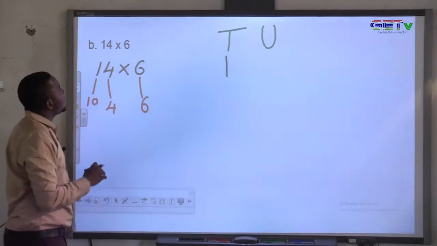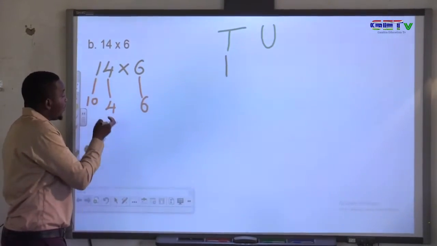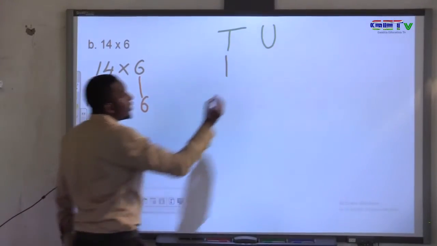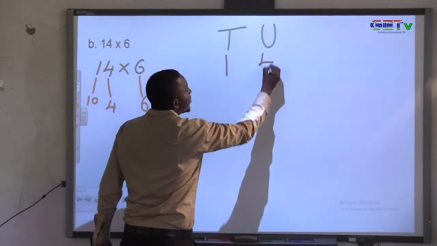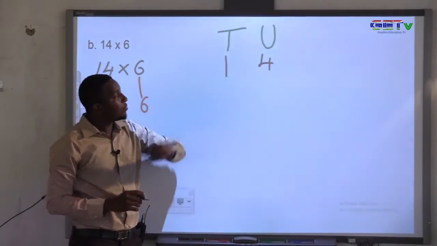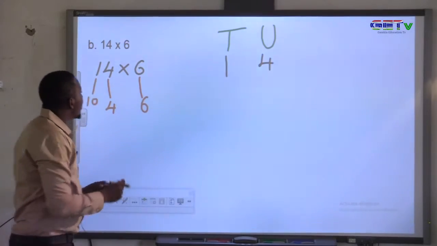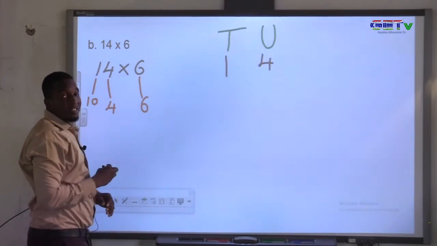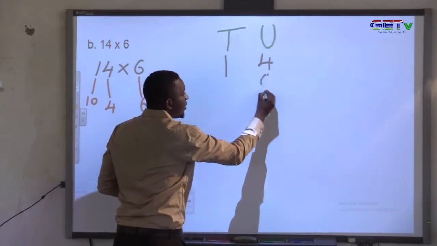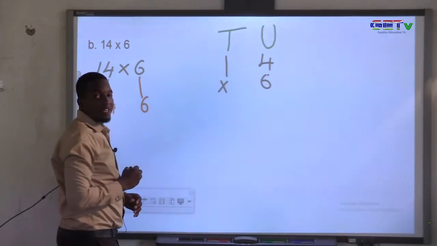Then we come again and look at 4. The value of 4 is just 4, and 4 is a single digit. So it is going to be under the unit column. That will give us the 14 we needed. 4 will be under the unit column, and 1 will be under the tens column. Then we look at our multiplier. That is 6. 6 is a single digit. So we are going to write it under the unit column and bring our multiplication.